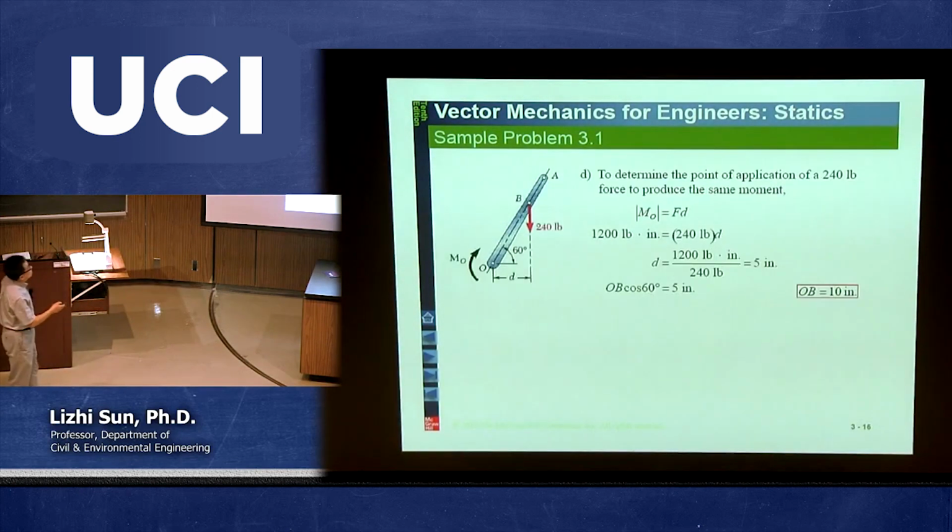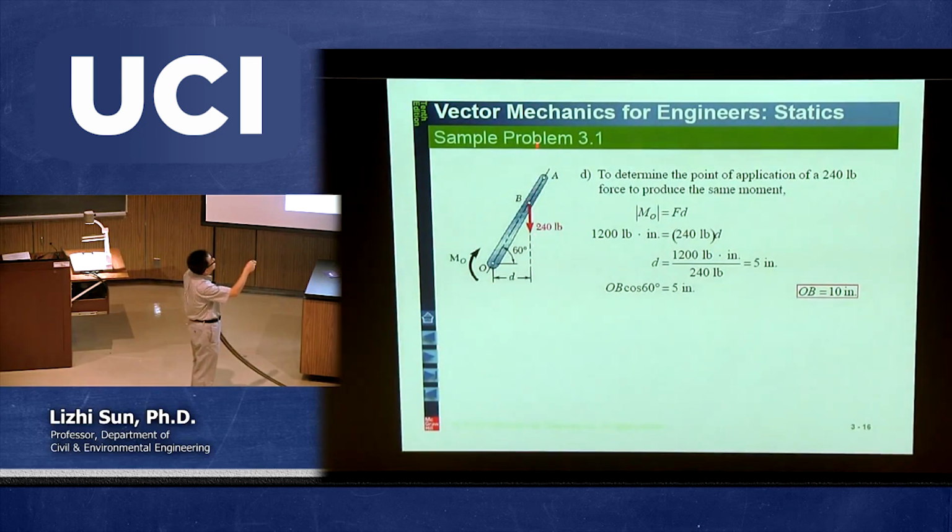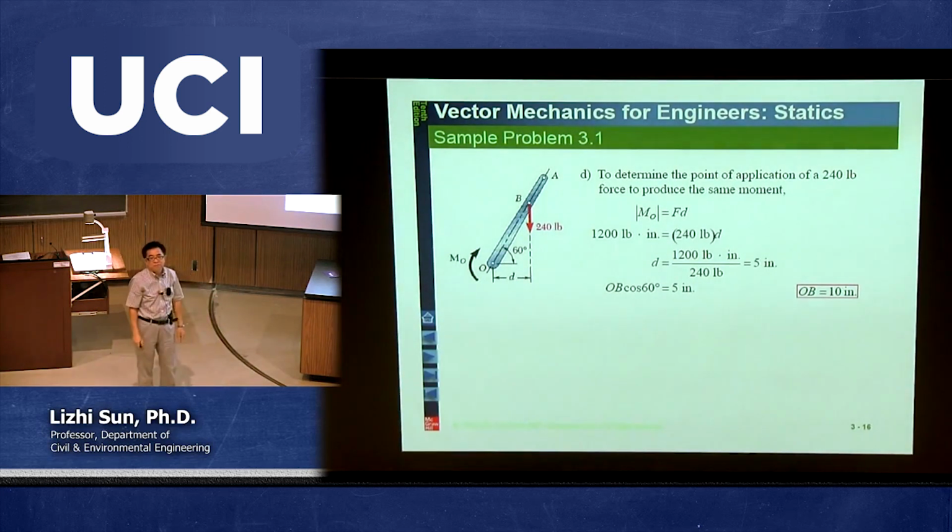Okay? We don't know it. We just randomly pick somewhere. Let's say we have a vertical force with a magnitude of 240. There's a vertical force, right, at point B. Unfortunately, we don't know the location, and it's our job to find the location.